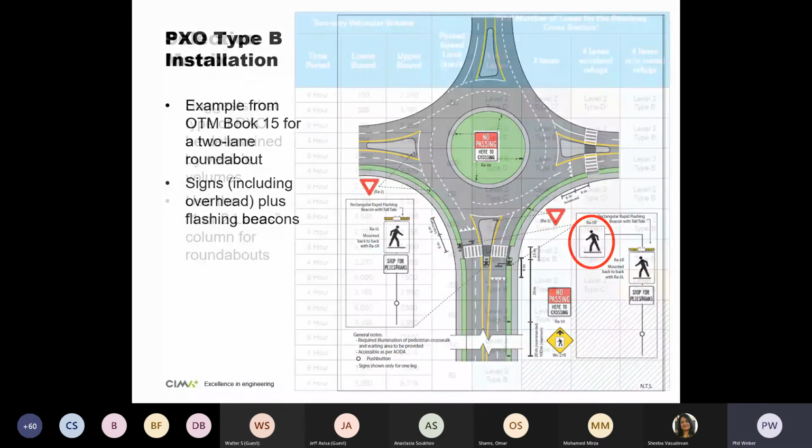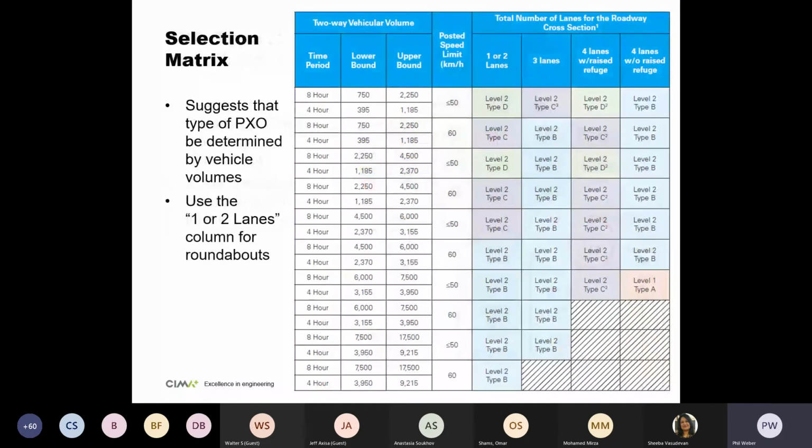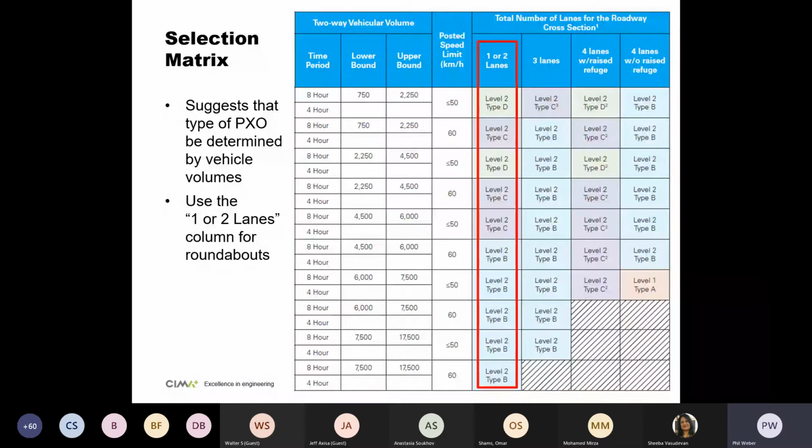There's a selection matrix, of course, in OTM Book 15, which helps you decide which of these PXO types to use, particularly at a roundabout. It's an interesting table. I like to blank out some of it: do we use the 4-hour volumes, the 8-hour volumes? The idea of the table is that the type of PXO be determined by vehicle volumes. So in the case of a roundabout, we would use a 1 or 2-lane column and go from there.